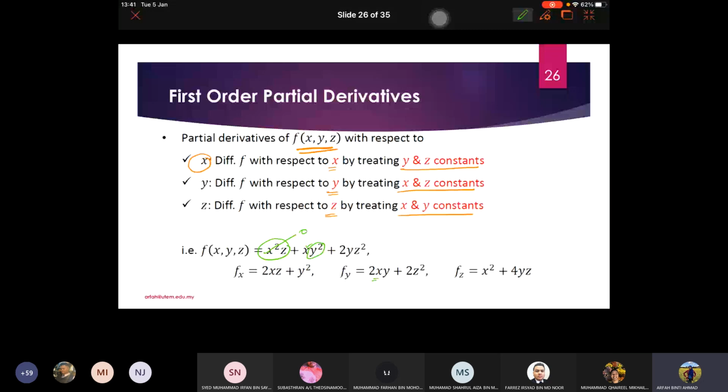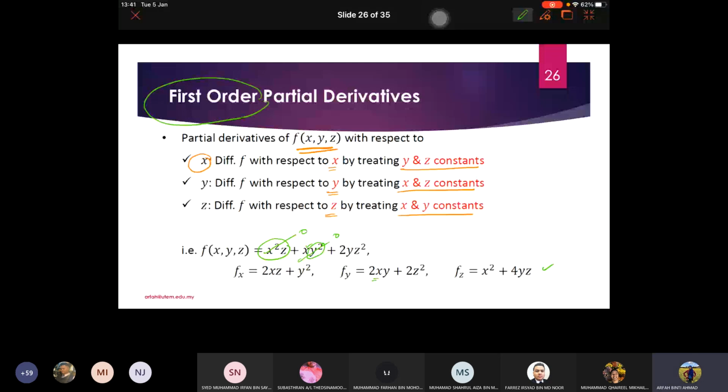Okay. So differentiate this one with respect to z, it's the same, it will become x kuasa 2 because we assume x squared is a constant, plus this one becomes zero because there is no z term in here, and this one will get 2 times 2, 4yz. So that is the derivative for three variables. First order partial derivative.